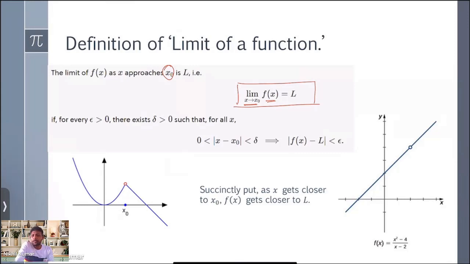Here is the very famous epsilon delta definition of limits. Let me explain this to you. When do we say that the limit of f of x is L when x approaches x naught? When we can find that there is some epsilon, which is infinitely small, or we also call it infinitesimally small.